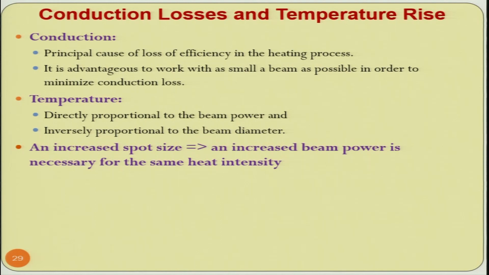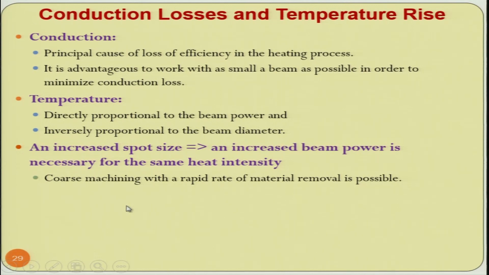If you want to have the same heat intensity as in the case of a lower diameter, then you have to increase the beam power to get the same energy or same heat intensity as in the case of a smaller spot size or a smaller diameter beam. Coarse machining with a rapid rate of material removal is possible. That means you are not going to get good surface characteristics in coarse machining, but the material removal rate may be larger, or the rate with which you are machining the component may be larger.